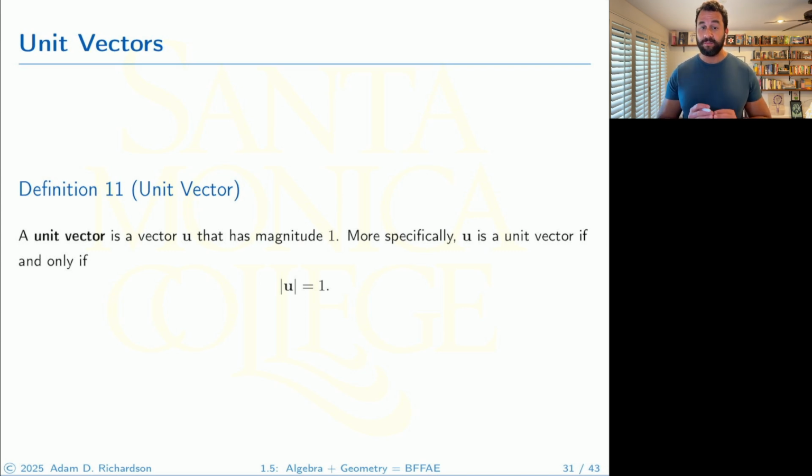And these are a very important kind of vector. They're simple to understand. A unit vector is just a vector that has magnitude 1. It's a vector that has length 1. That's it. So more specifically, u is a unit vector if and only if its magnitude is 1. And these vectors are really important. We use them a lot, mainly because they just give you a direction. And the length is 1, but a lot of times we want things to be length 1 because then we can stretch them and squish them however we want.